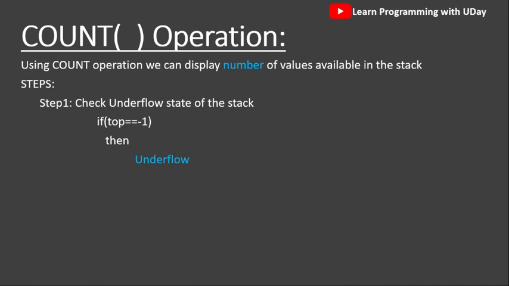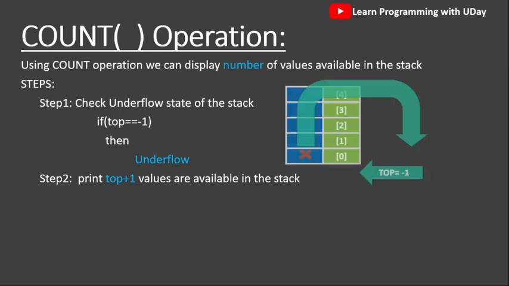If this condition fails, then we do the second step. All we do is simply print top plus 1 values are available in the stack. The reason I have taken top plus 1 is that the index number starts from 0, so I have to print top plus 1 values are in the stack. Let us see that pictorially. Let us consider this stack where the stack is completely empty. All we display is that the stack is underflow.